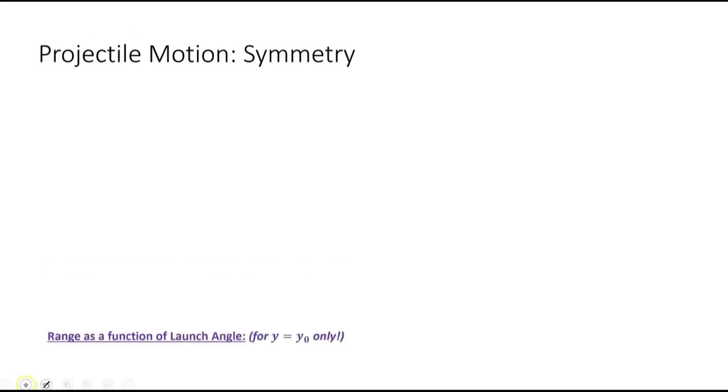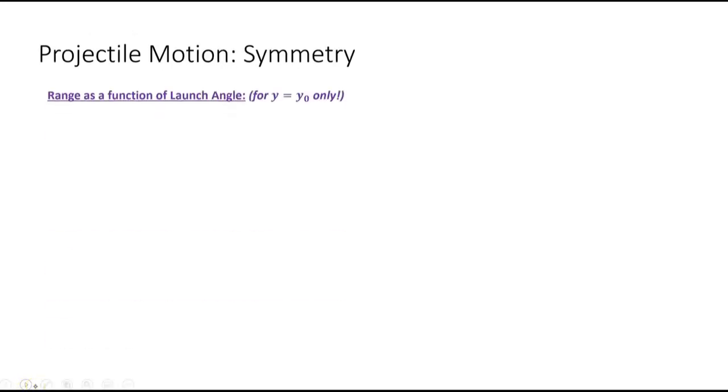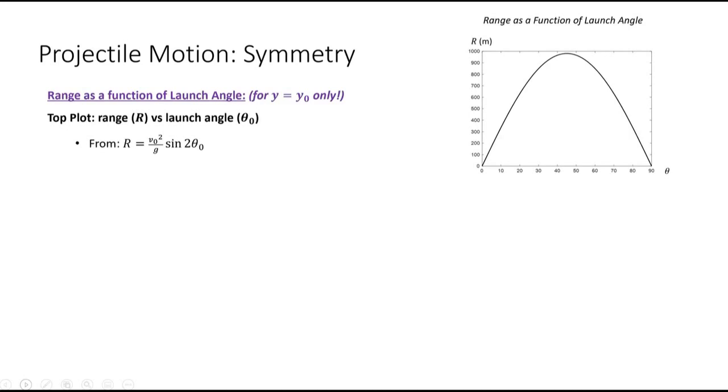Okay, so our last thing that we're going to talk about in terms of the symmetry of projectile motion is the symmetry in the range as a function of launch angle. And for this, we're going to look at a plot of range as a function of launch angle theta naught. And here we're using the equation for range as a function of launch angle that we derived earlier today, which I'll remind you was only true for the case that the projectile is landing at the same height from which it is launched. Okay, so I would get the resulting plot up in the right-hand corner here.